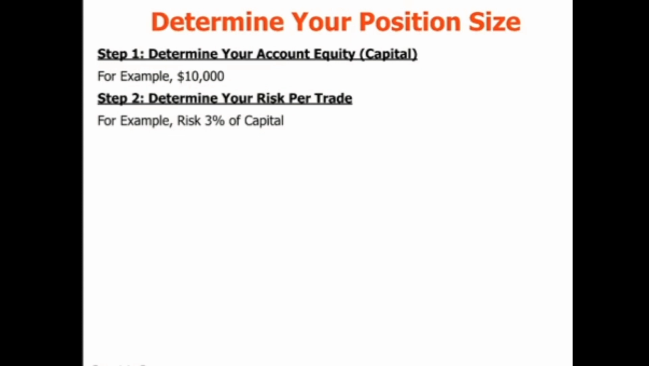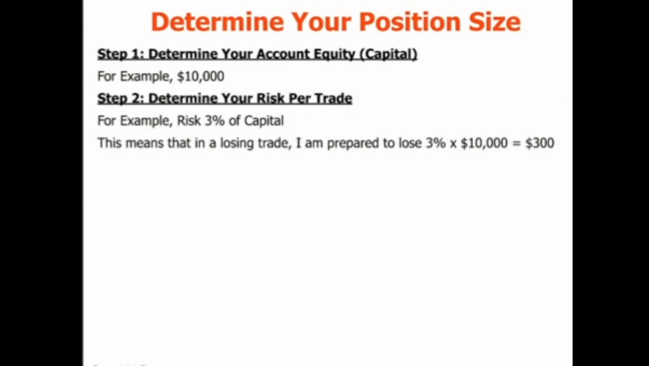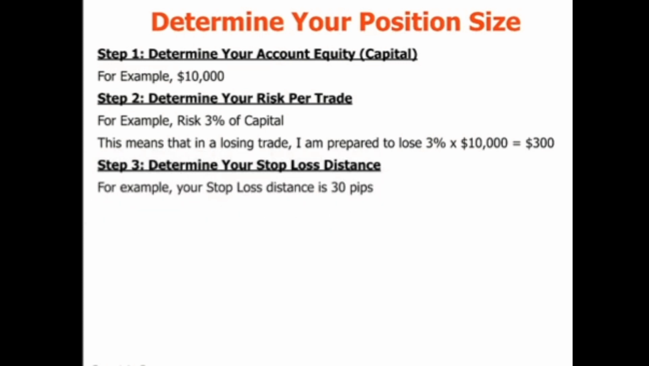And again, once you feel confident in your strategy and you've upgraded to 3%, you cannot go back to 1%. When you choose 3%, you stick to it. This simply means that in a losing trade, when the trade hits your stop loss, you are prepared to lose 3% of your capital, which is $300. Now the next step is to determine your stop loss distance. This depends solely upon your trading strategy. So for example, let's assume your stop loss is 30 pips away from the entry point.